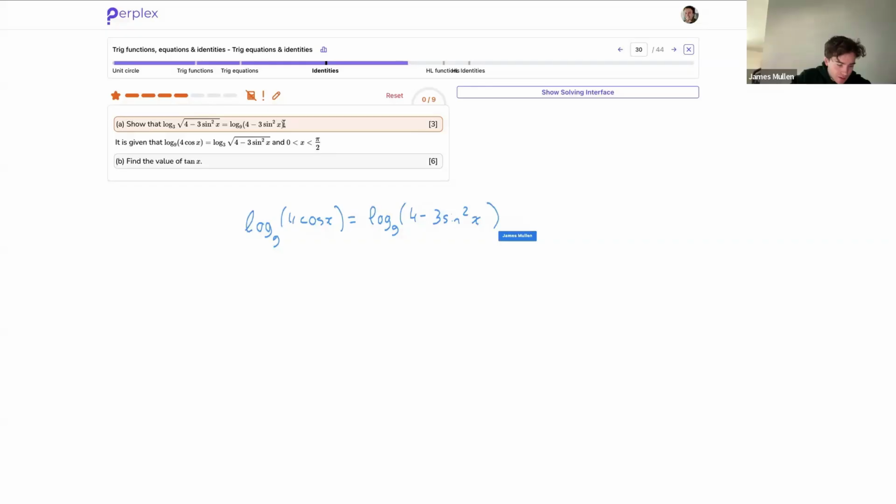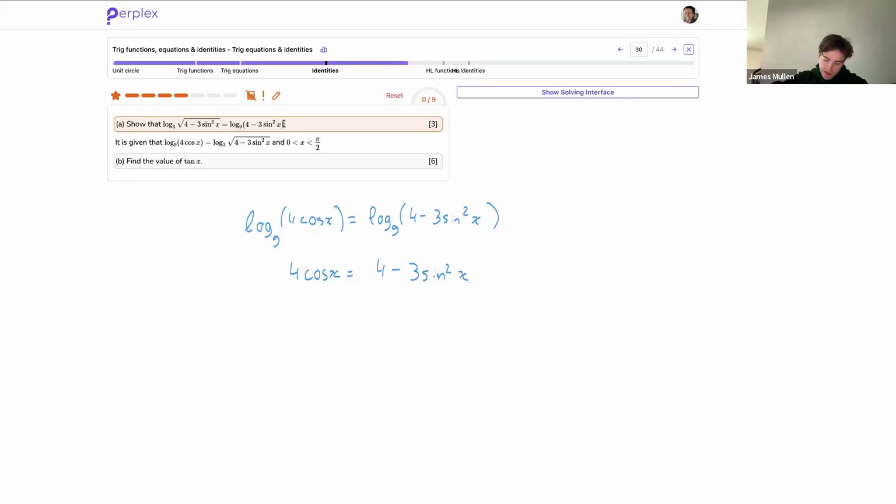All right? I know that. And that means that I can equate the inside of the logs. I can say that 4 cos of x is equal to 4 minus 3 sin squared of x.